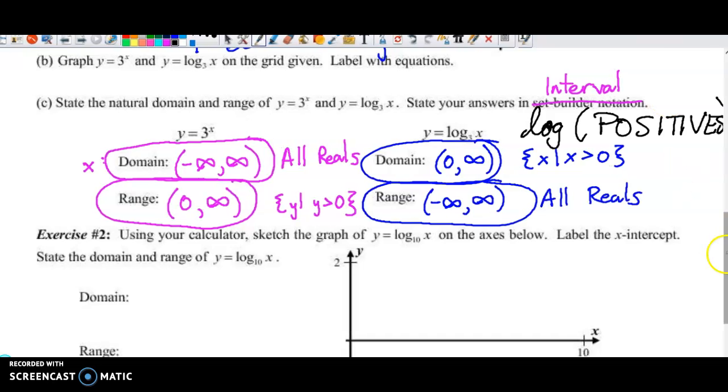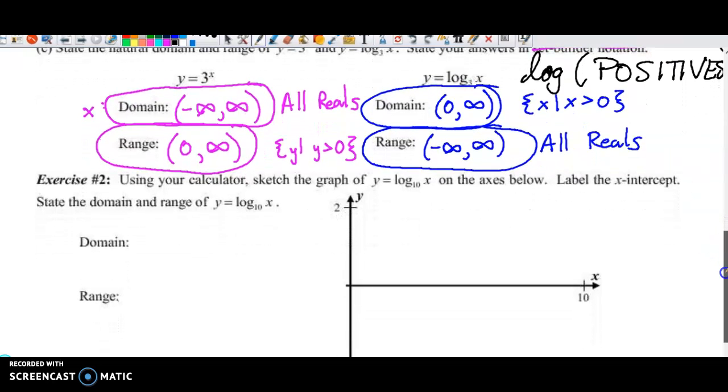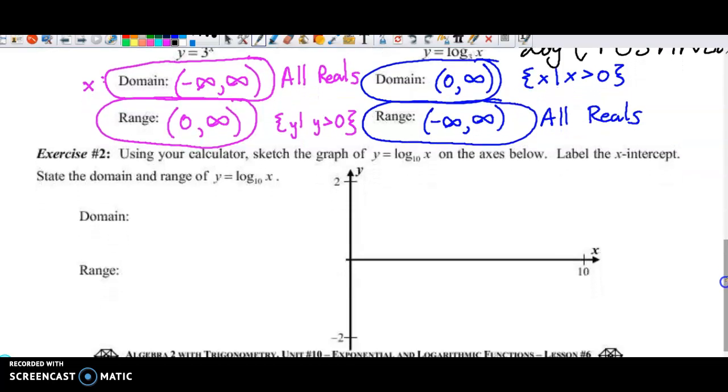There we go. We can only log positive numbers. So that's why when we look at this graph and they ask you to graph log base 10 of x, you're only logging positive numbers. And it's up to you how you want to do this problem. I have some advice, but you don't have to listen to my advice.